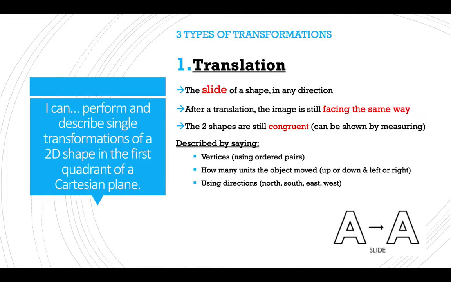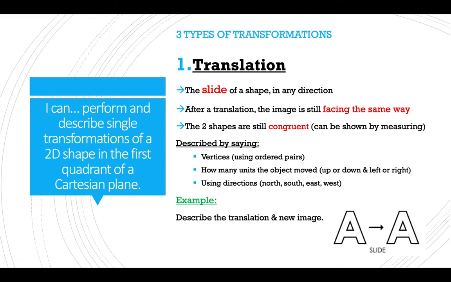And then you also have to say how many units it moved, whether it moved 1, 2, 3, 4, 5, 6. And then they also might ask you using directions. So in this case, this moved east. Never eat soggy wheat, or never eat shredded wheat, or whatever. So yes, it moved east. You might have to be able to say that as well.